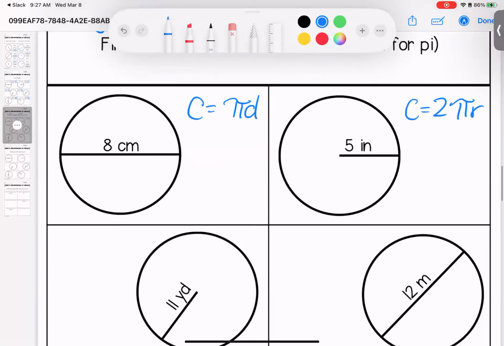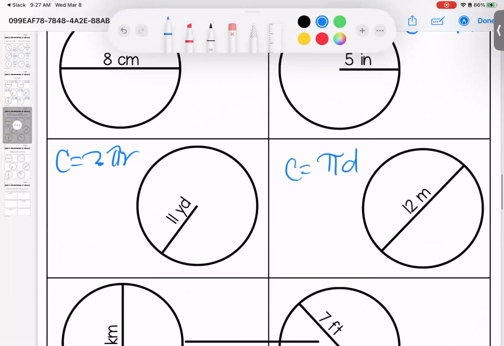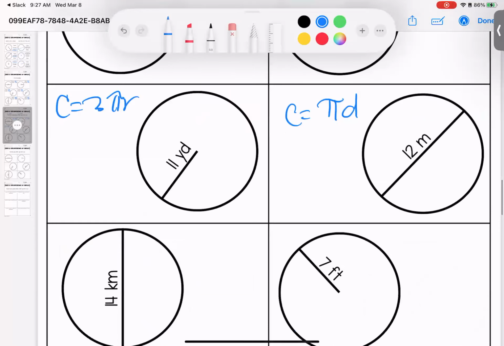So I'm just going to go in here and label which formula we are going to use with these. And as noted on the top, for pi, we're using 3.14. Now, there's a couple of different ways that you can use pi. We can either do 22 divided by 7. If you have a special calculator with a pi button, you can use that.